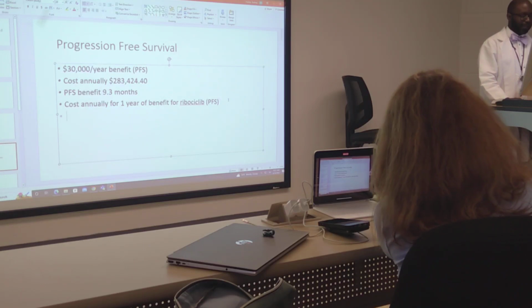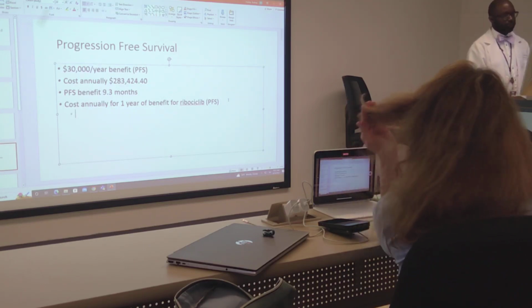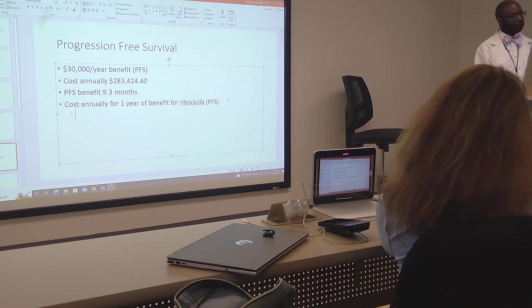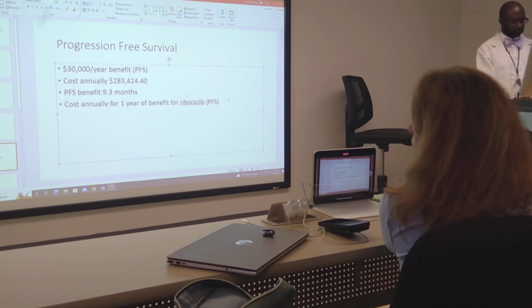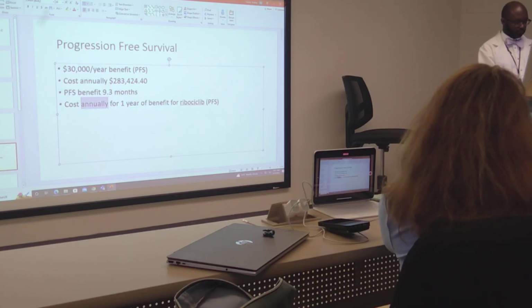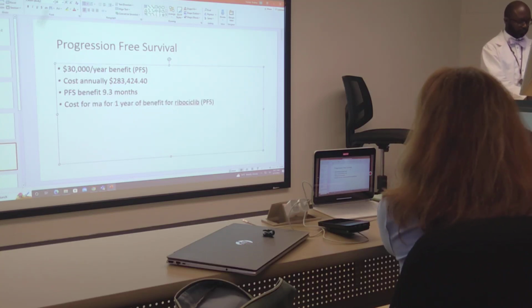So you can see, how do I arrive at how much it costs to do that 9.3 months? What am I trying to do there? How am I calculating that? 23 point, I'll do an average of, divided by 12 times 9 point this.